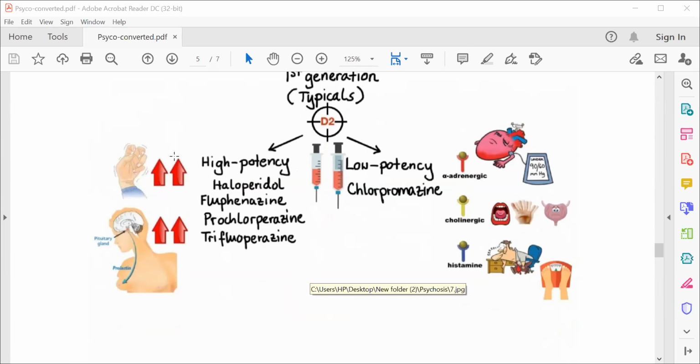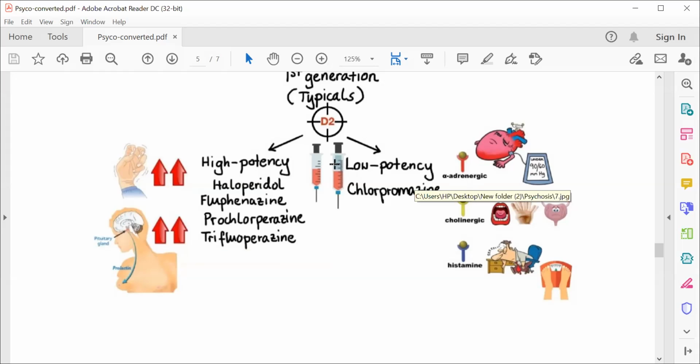if we talk about the nigrostriatal pathway, when it binds firmly to the D receptor there, it will lead to EPS, extrapyramidal symptoms. We see the hand here, like extrapyramidal symptoms. Also, when they bind firmly to the D receptor here, we will see that the prolactin is very high, leading to gynecomastia and sexual dysfunction.